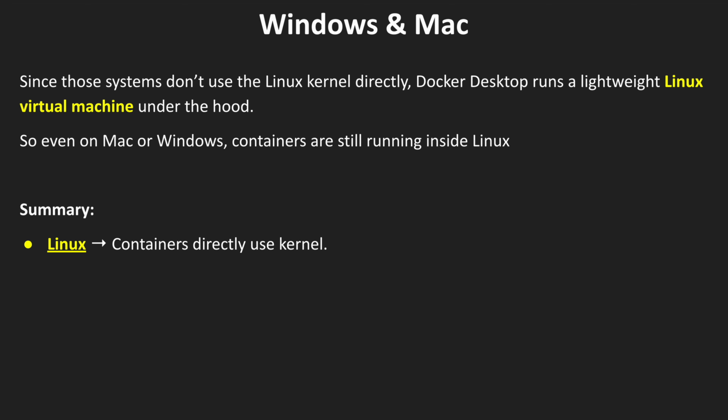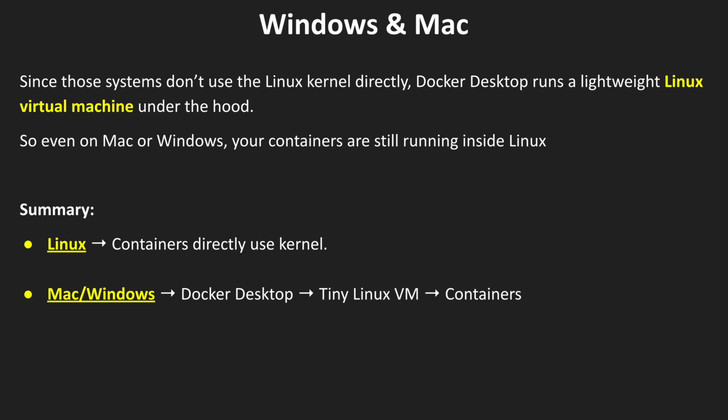So to summarize, on Linux, containers directly use the kernel. But in the case of Mac and Windows, we first install Docker Desktop to run Docker, and it uses a tiny Linux virtual machine, and the containers use the kernel of that Linux virtual machine in order to run.